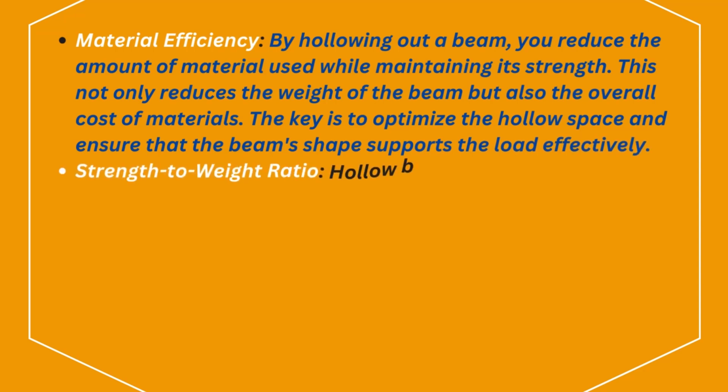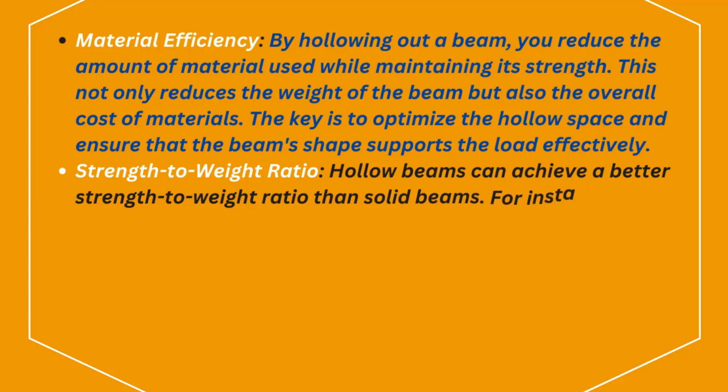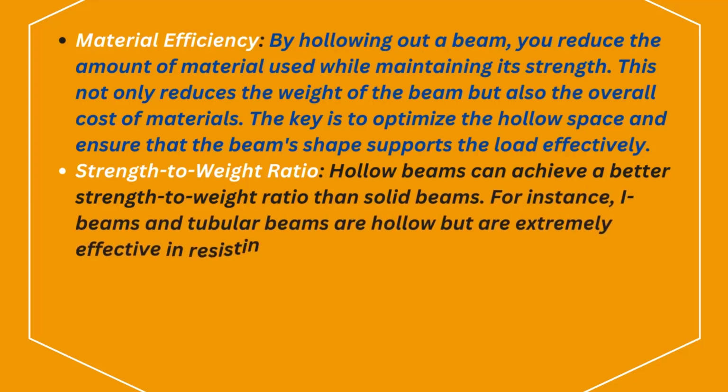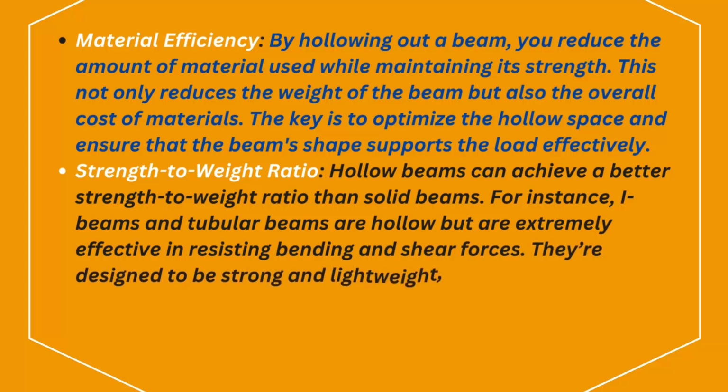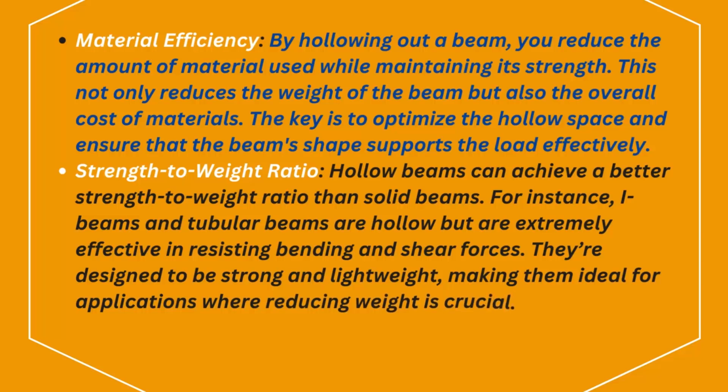3. Strength-to-weight ratio. Hollow beams can achieve a better strength-to-weight ratio than solid beams. For instance, I-beams and tubular beams are hollow, but are extremely effective in resisting bending and shear forces. They're designed to be strong and lightweight, making them ideal for applications where reducing weight is crucial.